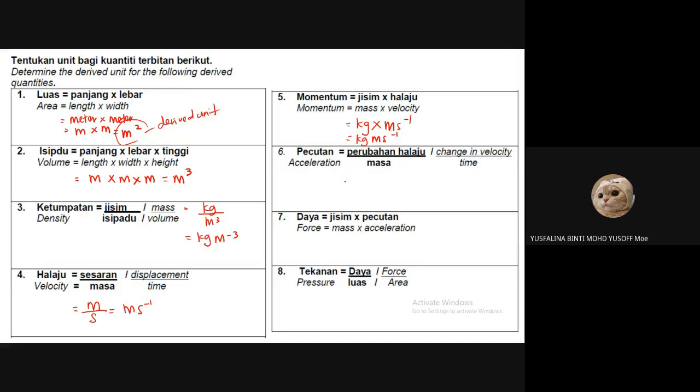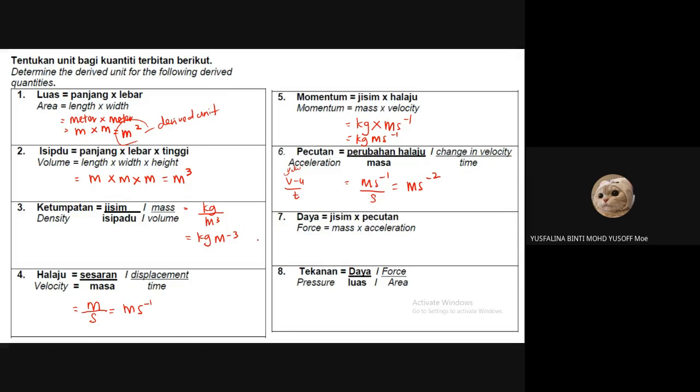Okay, so how about the acceleration? The acceleration is v minus u divided by t, right? Final velocity minus initial velocity divided by time. The unit for v and u is actually the same, because both are velocity, correct? The difference is just that one is the initial and the other is the final. So we only take one unit, that is m s negative 1, and then we divide by time, that is s. So you get m s negative 2, right?